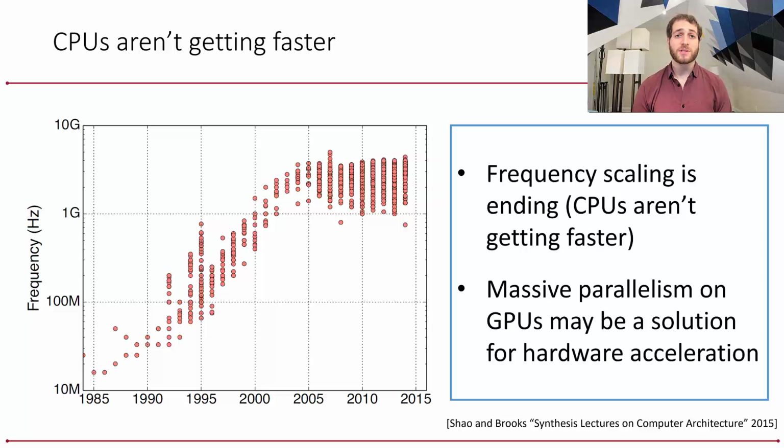Second, frequency scaling ended around 2005, and CPUs just aren't getting much faster. So we need to look beyond the CPU and exploit large-scale parallelism on alternate hardware platforms like the GPU to continue to get through these sorts of computational bottlenecks.